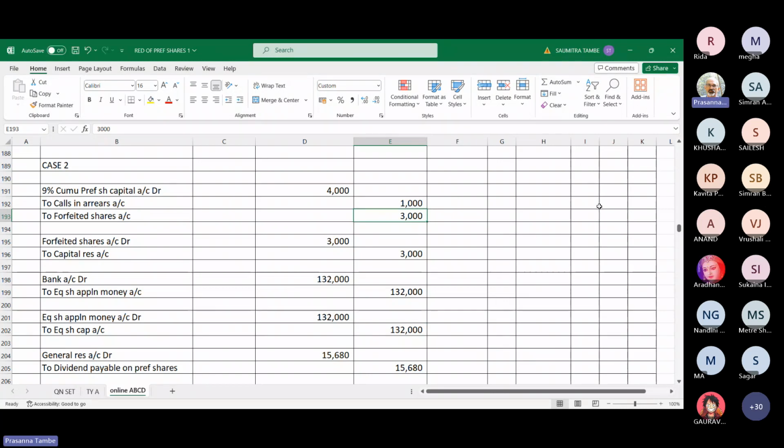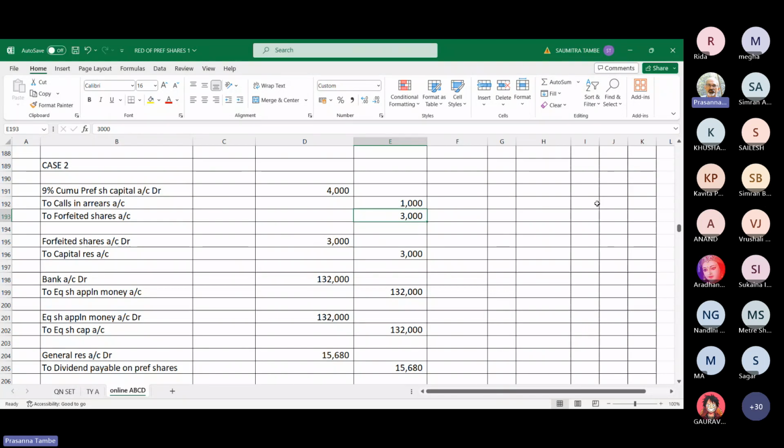See, 40 shares of 100 each. On those 40 shares, you have not received 25 rupees per share. So that means you have received 75 per share. Correct? So 40 into 75 you can also calculate. Check how much it comes to, 40 into 75.